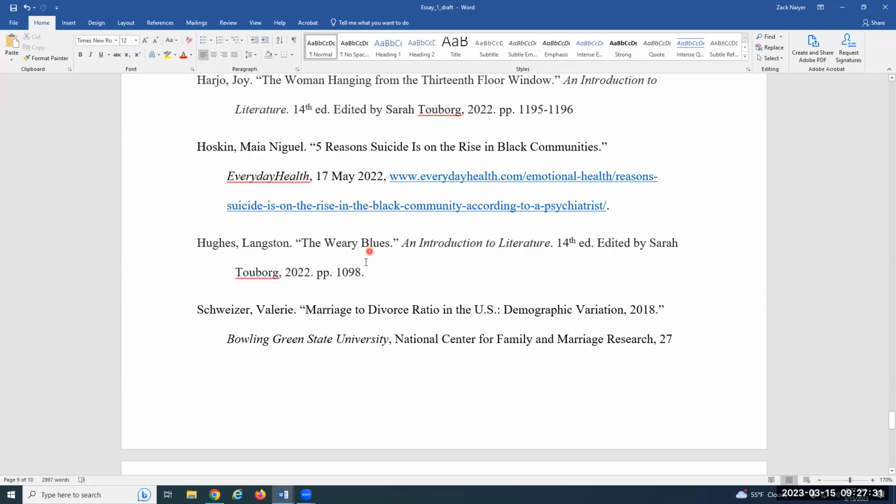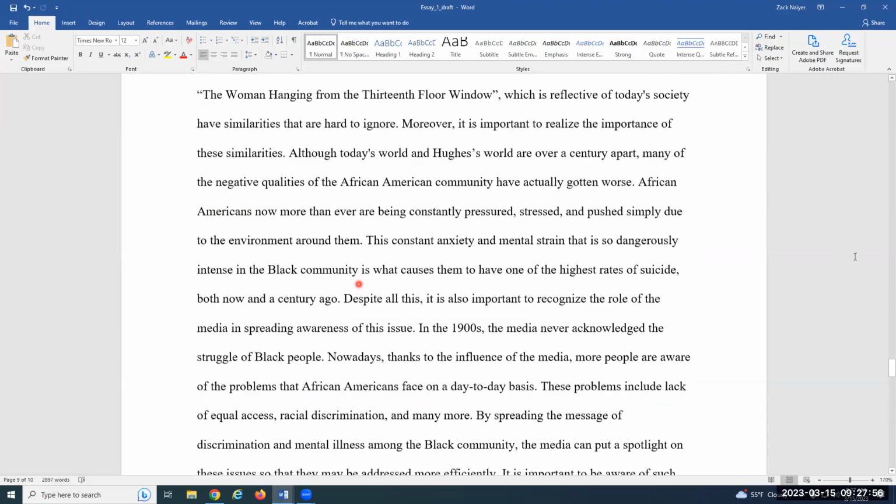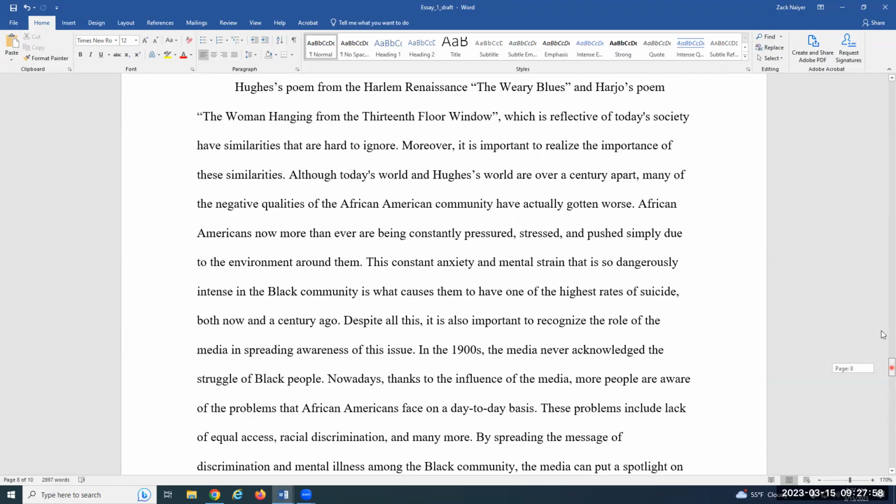And remember, this is a paginated source, so he does point out what page it's on. Now here, PP is actually an abbreviation for pages. You only have one page, so that would be incorrect. You just want to put a P, or you could probably just delete that and just have 1098. But yeah, so those are things to watch out for.